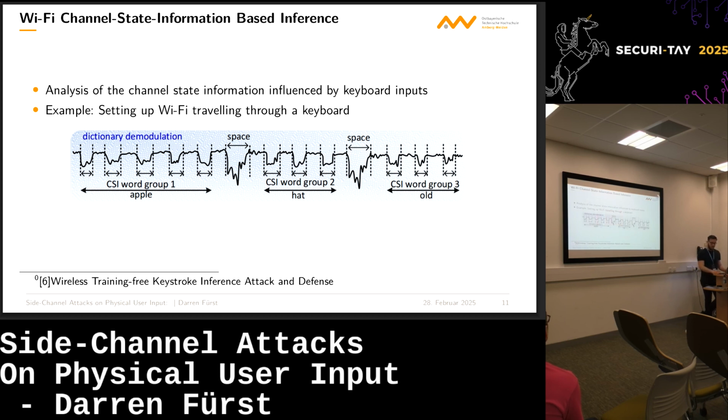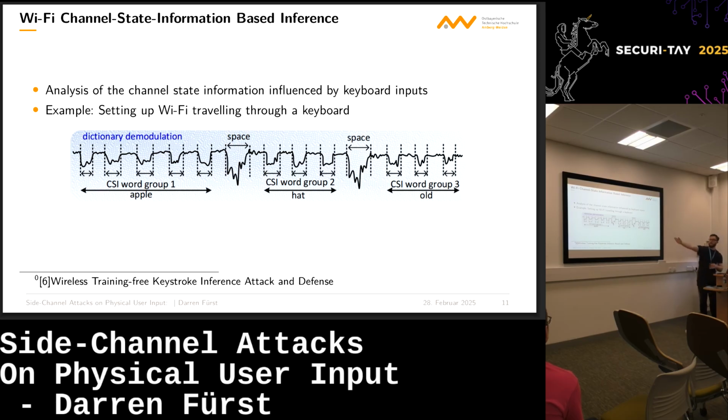And then the last example that I have here is Wi-Fi channel state information. This is usually used to do error correction. You can see that while a Wi-Fi signal travels, it will interact with your body or other obstacles. And if you span a network through a keyboard, you're able to have these deviations in the signal amplitude.